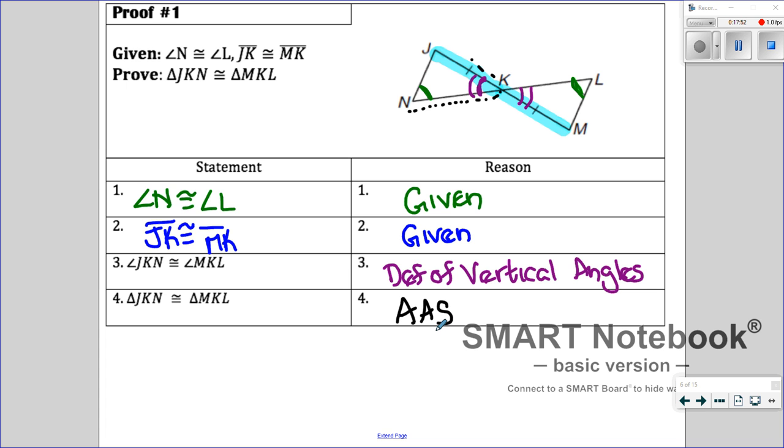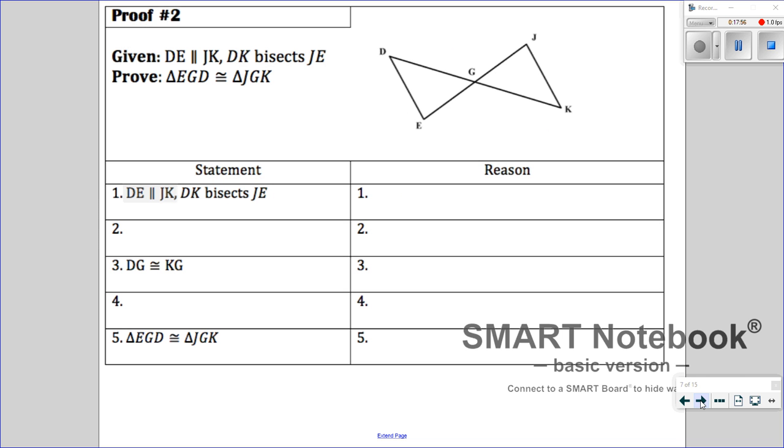All right, so let's do another one. Again, they gave us some statements, the others we have to fill in, and we also have to give the reason for each. The first thing they say is that DE is parallel to JK. So I'm going to put the little mark in that tells me these two are parallel. In my mind, I'm thinking if I have two parallel lines and a transversal cutting through them, alternate interior angles are going to be formed somewhere. But I have to find out which angles form the alternate interior angles.